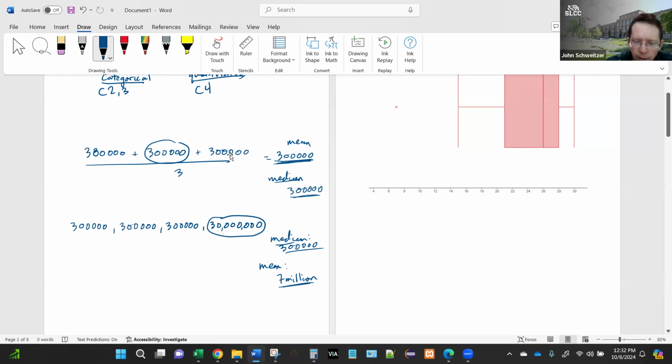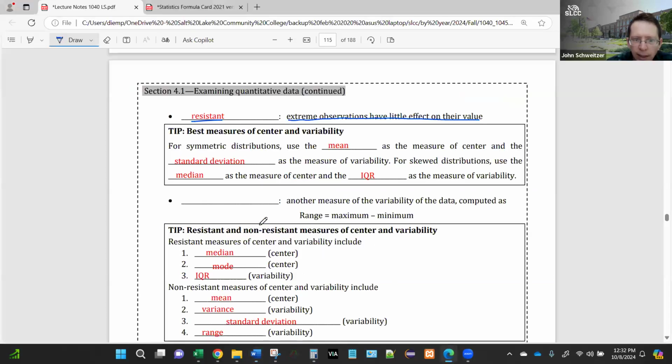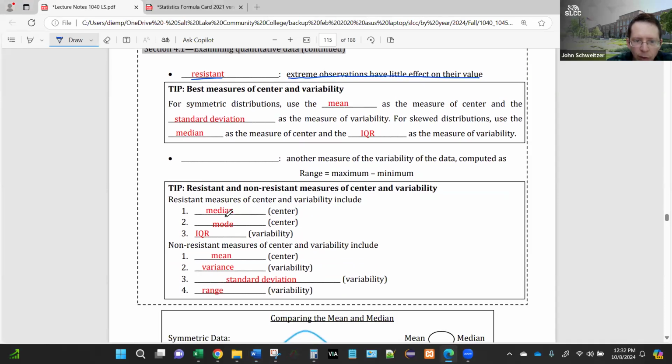And so we want to consider that idea of resistance. The median is resistant. That's one of the reasons we like it. Let's think about these measures that we've been developing. We have measures for center. We have the median and the mode. These are resistant. So median and mode are two common ways of measuring center, and they're both resistant. What's the other way of measuring center? The mean. It is not resistant.